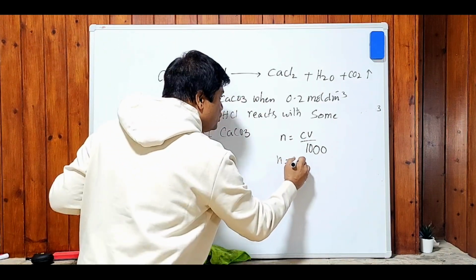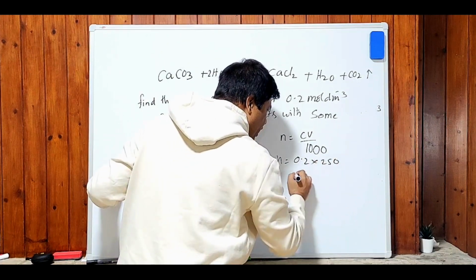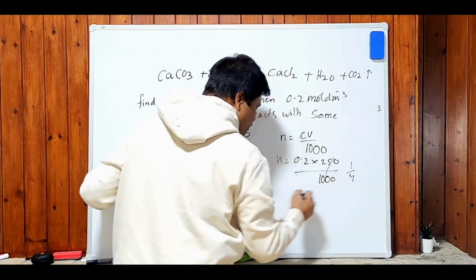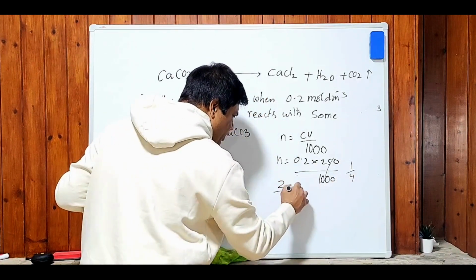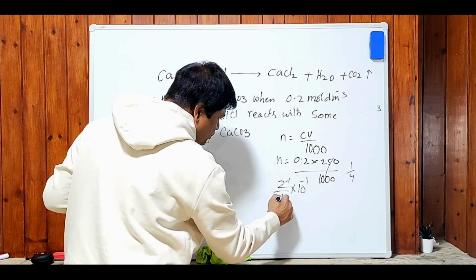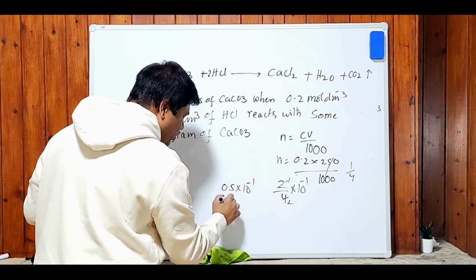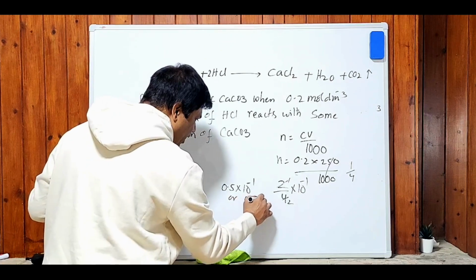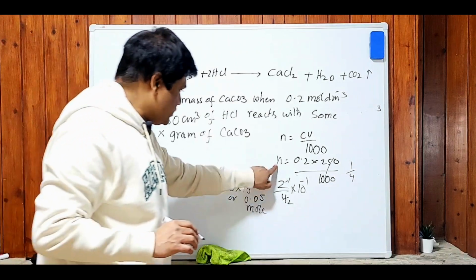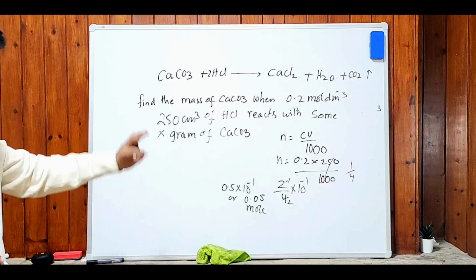n equals 0.2 times 250 divided by 1000. Again, 1 over 4. So 2 divided by 4 into 10 to the power of minus 1. So 0.5 into 10 to the power of minus 1, or 0.05 moles. Agree? Yeah. So we got 0.05 mole of HCl.